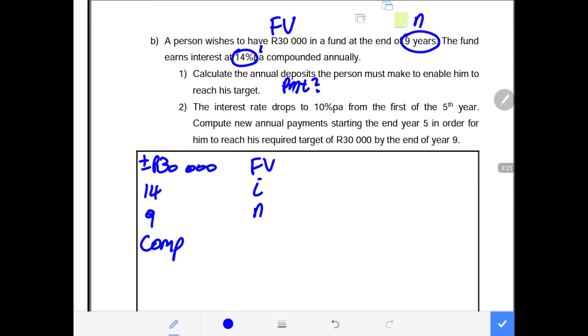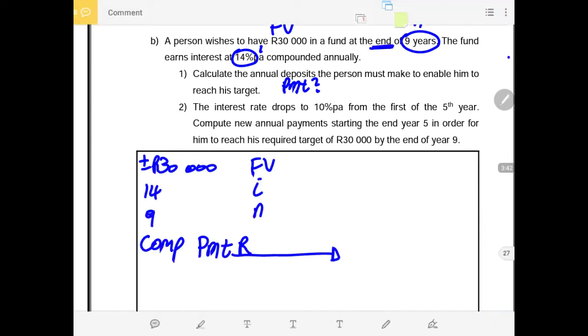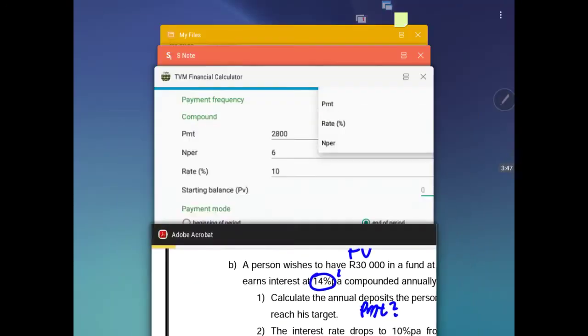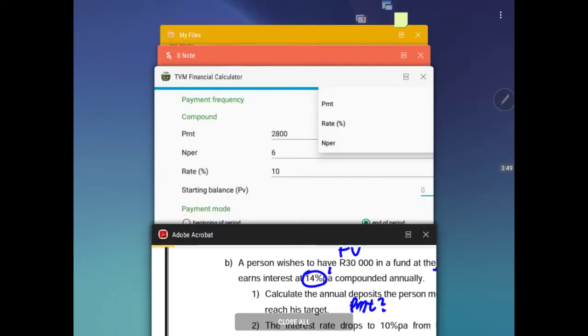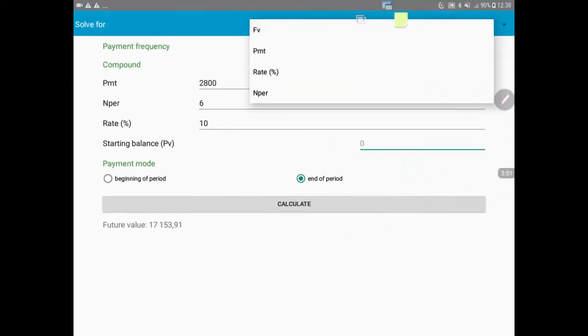And again, payments are at the end of the year, meaning it's an ordinary annuity. We're not using BGN yet, but later on we'll deal with BGN. Compute PMT. We are looking for the amount that must be paid every year in order for this gentleman to reach his target of 30,000 after 9 years.